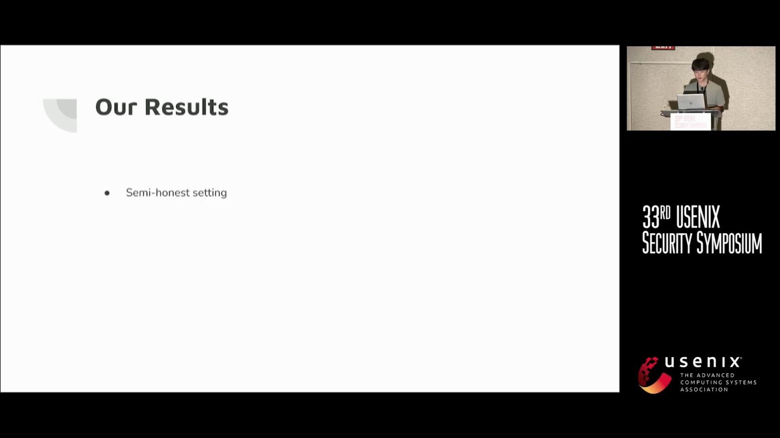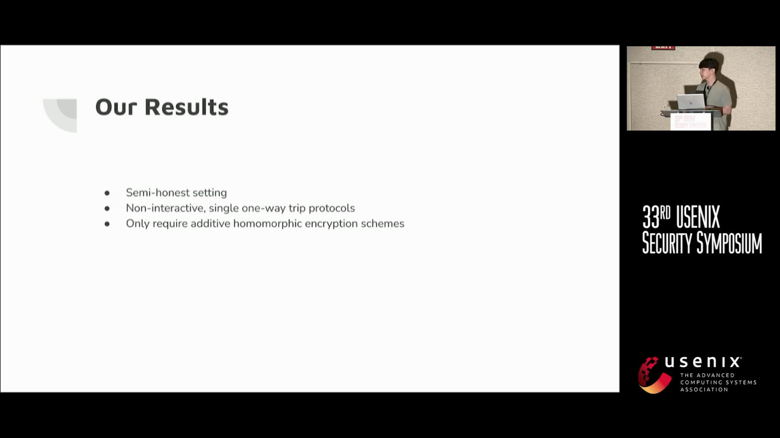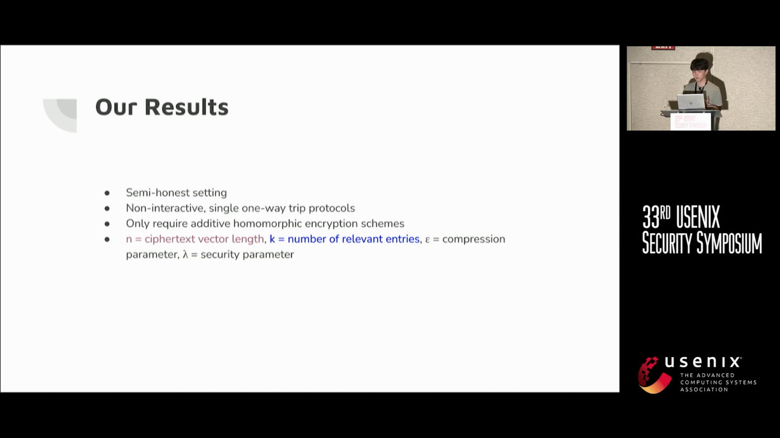Our results are the following. We only consider the semi-honest setting, and our protocols are non-interactive and cost only a single one-way trip, from either the client to the server or the server to the client. They only require additive homomorphic encryption schemes. If n is the ciphertext vector length, k is the number of relevant entries, epsilon is the compression parameter that we'll discuss soon, and lambda is the security parameter, then our scheme's communication is 1 plus epsilon times k, compared to the naive n. The server computation time is lambda n, and the client time is lambda k.